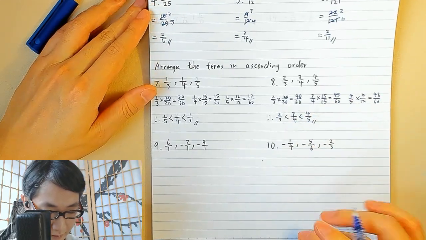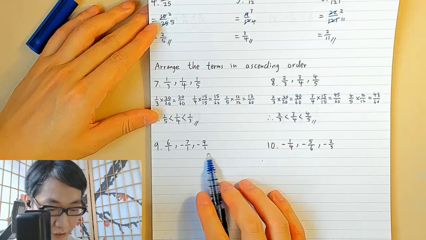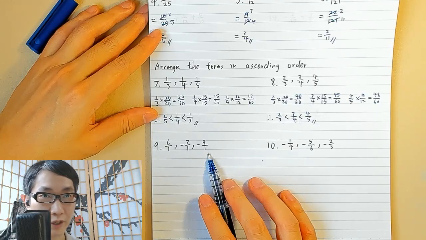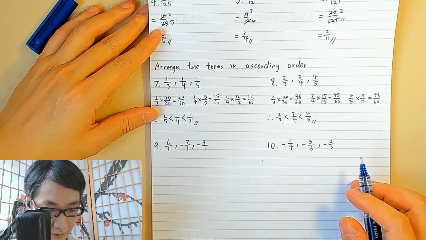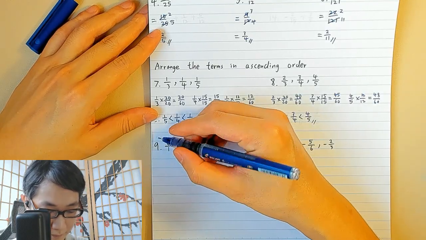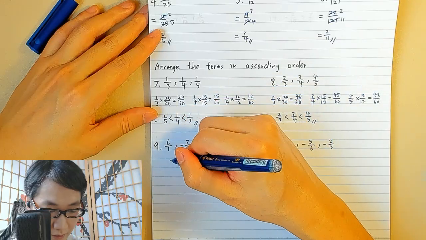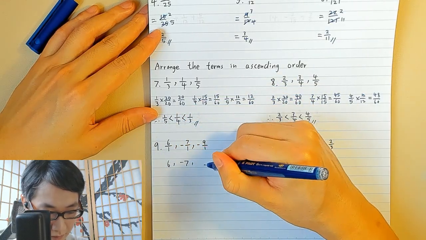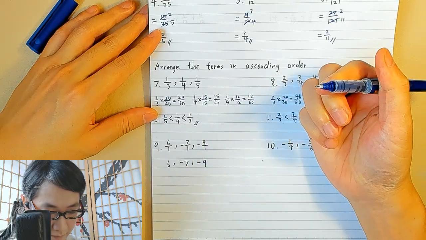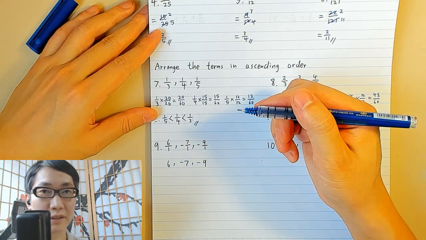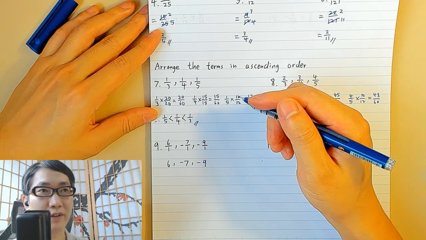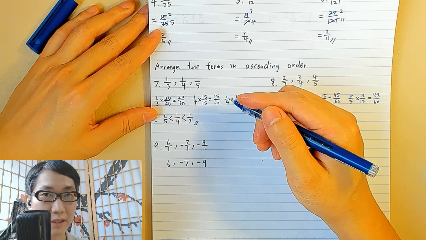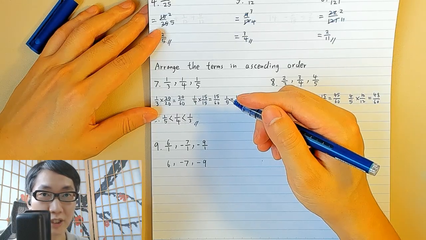Okay. Number 9. So these are fractions, but the denominator is 1, which means they are integers. So I can just transform this into integers. So this is 6, -7, -9. Because anything over 1 is itself. Anything divided by 1 does not change.